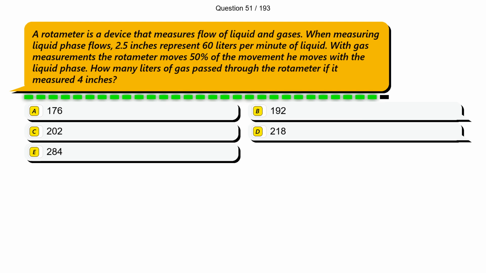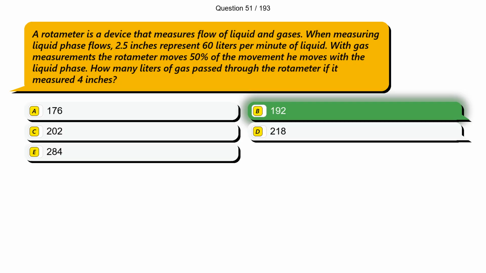Question 51. A rotameter is a device that measures flow of liquids and gases. When measuring liquid phase flows, 2.5 inches represent 60 liters per minute of liquid. With gas measurements, the rotameter moves 50% of the movement it moves with the liquid phase. How many liters of gas pass through the rotameter if it measured 4 inches? Option A, 176, option B, 192, option C, 202, option D, 218, option E, 284.